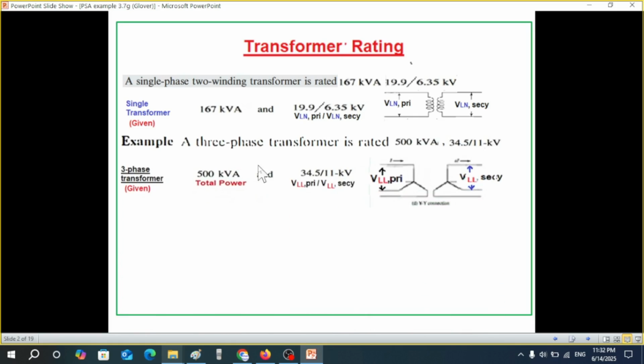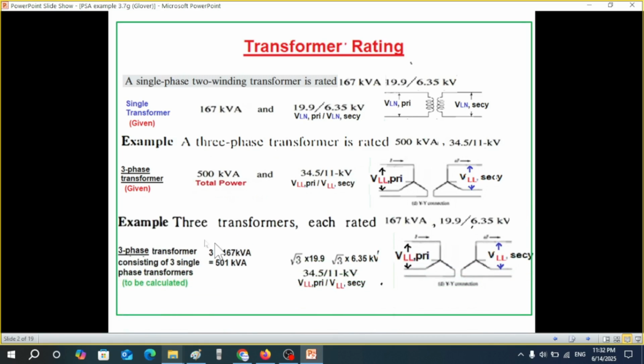The other option is that a three-phase transformer is rated at 500 kVA, and this is the voltage rating. Now, in the three-phase transformers, this is the total power. 500 kVA is the total power of the three transformers. And in this case, the voltage given is line-to-line voltage. This we have to be careful about. This was line to neutral, but in this case, it is line to line, 34.5 and 11 kV.